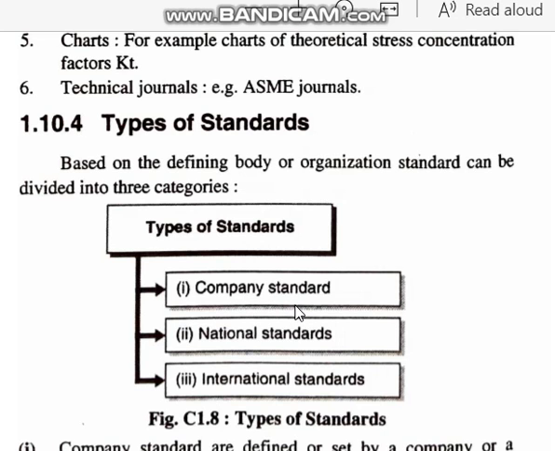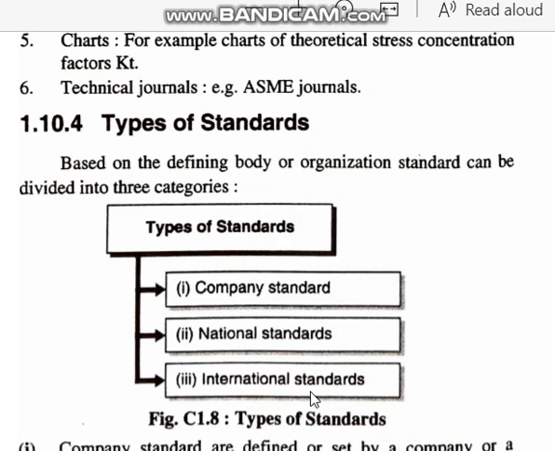That means, if the management is the same, their sister companies also may follow if they are company standards. Then national standards, like Indian standards, which are framed by the Bureau of Indian Standards. It is followed by all in the country, in the nation. National standards are used by people in the nation, and international standards are used throughout the world.